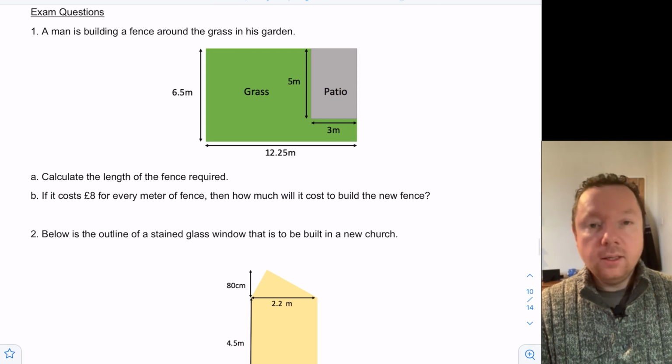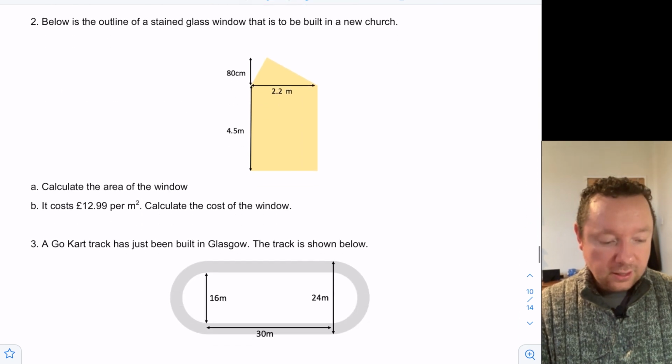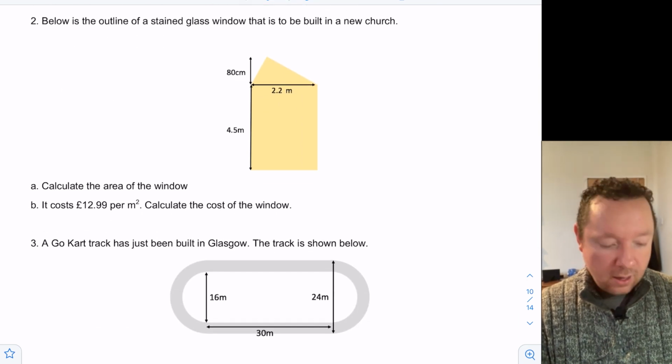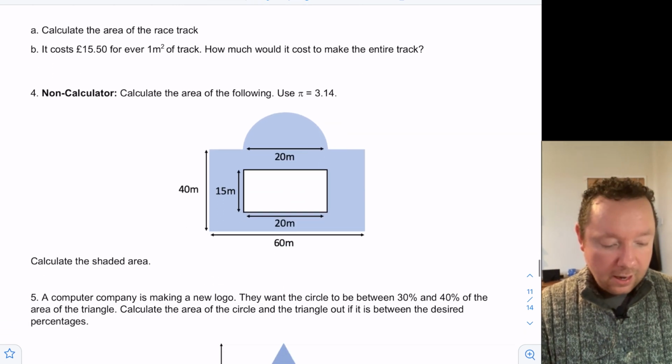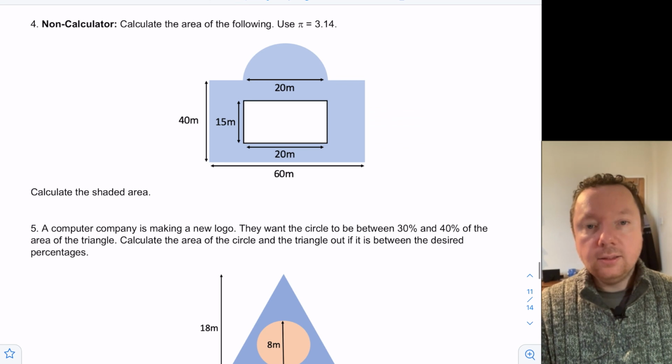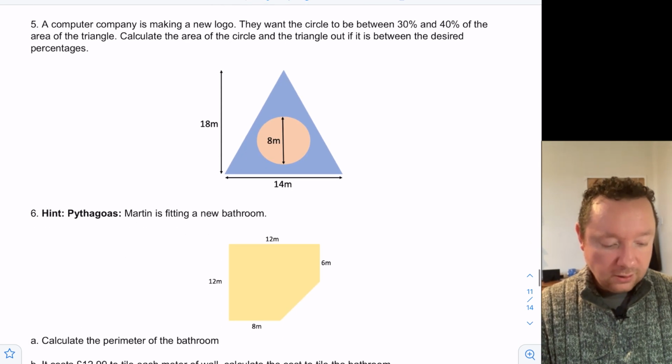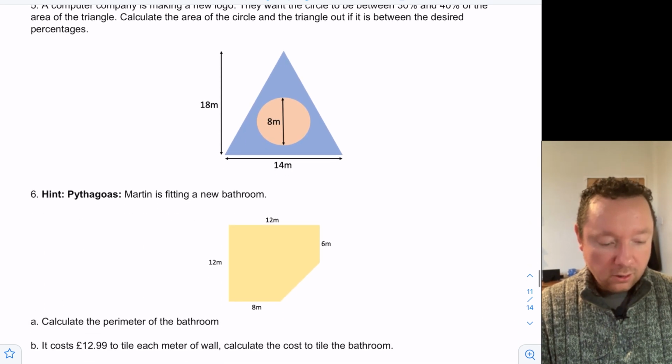There's the first one. There's the second one. There's your third one. And there's a fourth one. And a fifth one and sixth one. Getting a bit harder now.